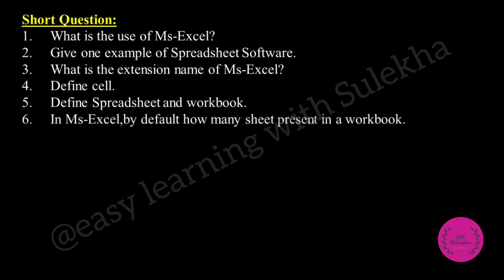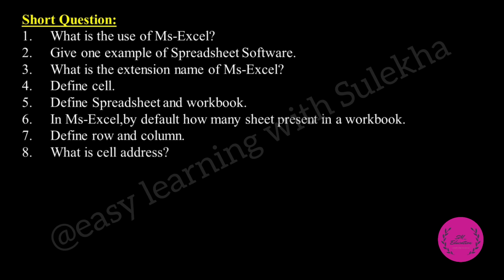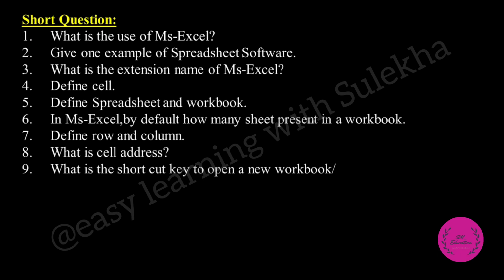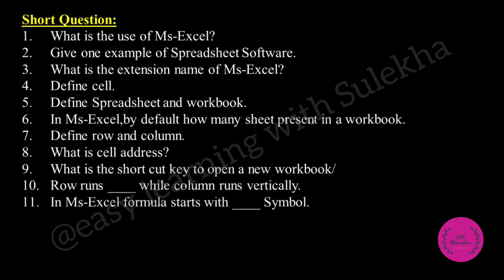6, in MS Excel by default how many sheets are present in a workbook? 7, define row and column. 8, what is cell address? 9, what is the shortcut key to open a new workbook? 10, row runs dash while column runs vertically. 11, in MS Excel, formula starts with dash symbol.